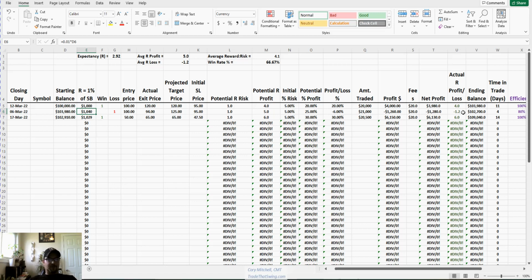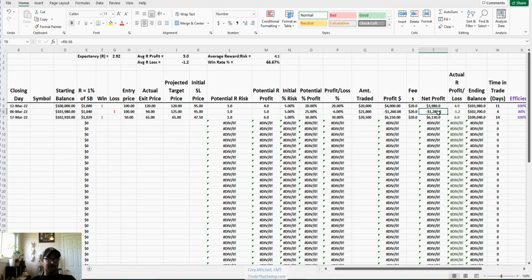That's why I like to keep things in terms of R, because as account balances change, we know what we're dealing with, and we know that we're always dealing with 1% of whatever our account balance is at the time. So this is the actual R profit, and you can see the formula there: R5, which is our profit, divided by E5, which is what we should be risking on that trade.